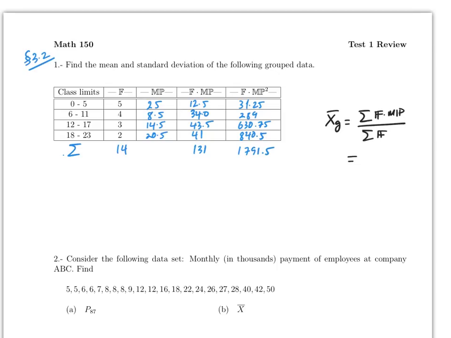In our case, the sum of the frequencies times the midpoint is 131, and the sum of the frequencies is 14. So all you have to do is plug it in and divide. So 131 over 14 is around 9.35. So that means that the mean for the group data is 9.35, and that's it.